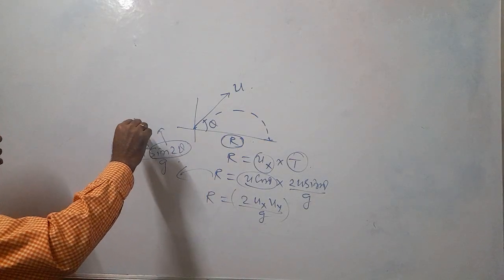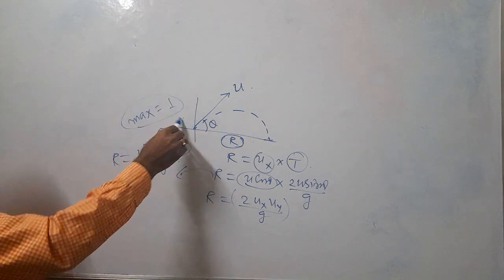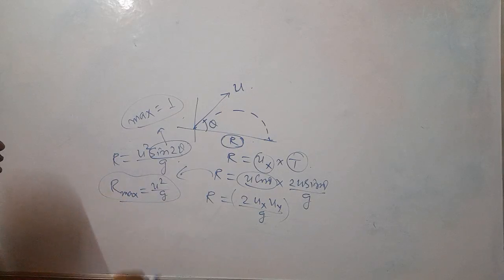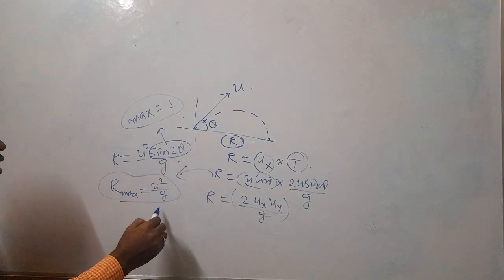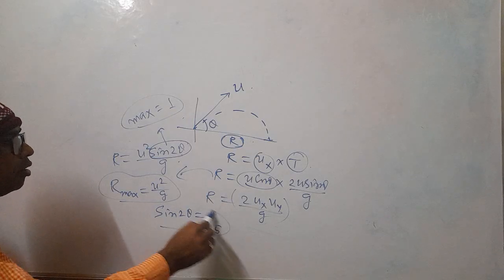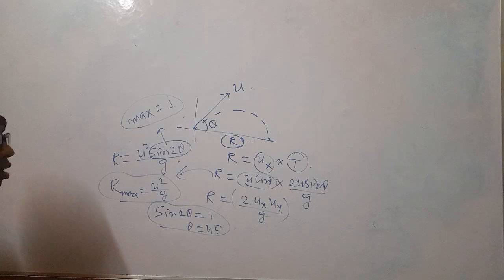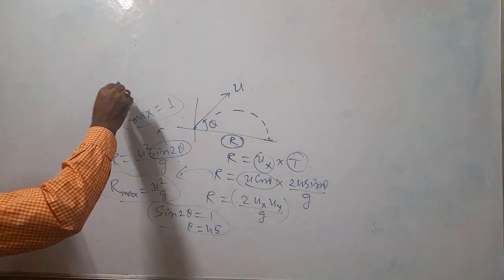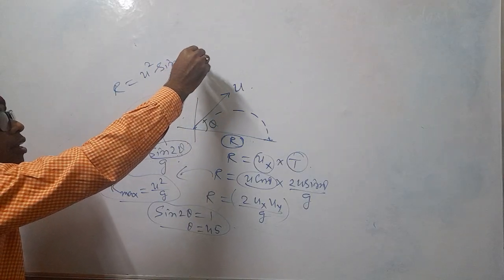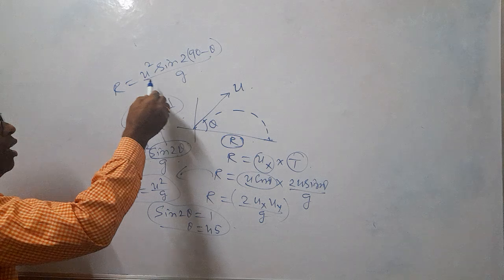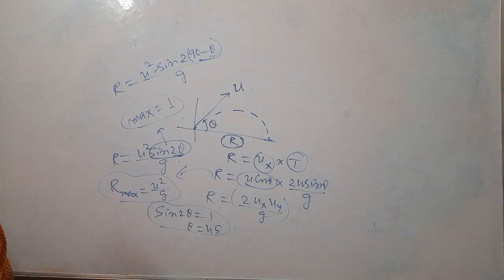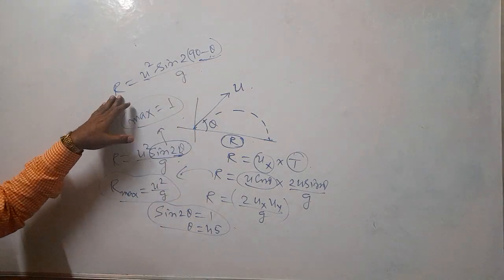Sin 2 theta is maximum, equal to 1. So R max is u square by g, the maximum range, when sin 2 theta equals 1. So theta equals 45 degrees. Or R equals u square sin 2 into (90 minus theta) by g. That is also equal. So theta and 90 minus theta give the same range R.